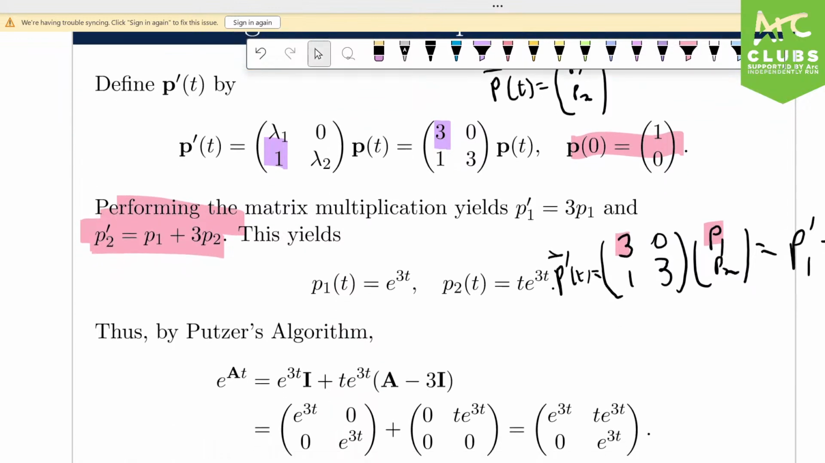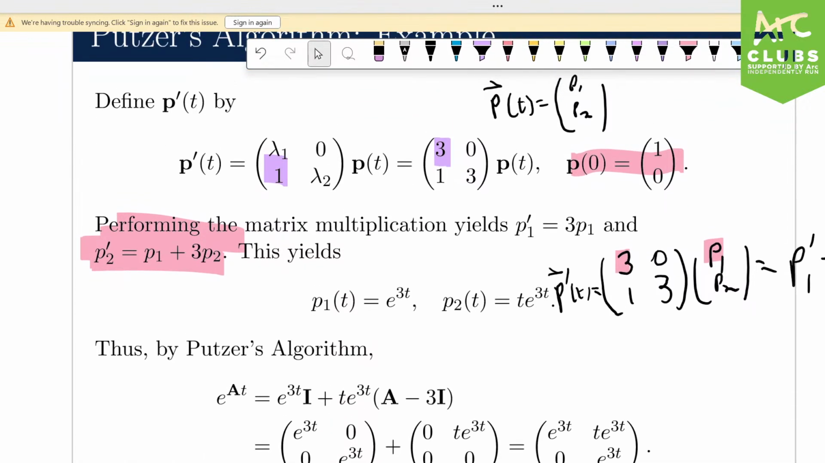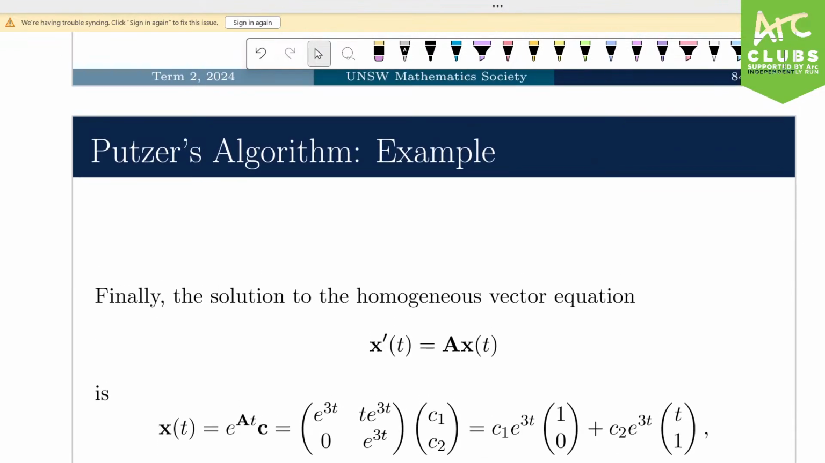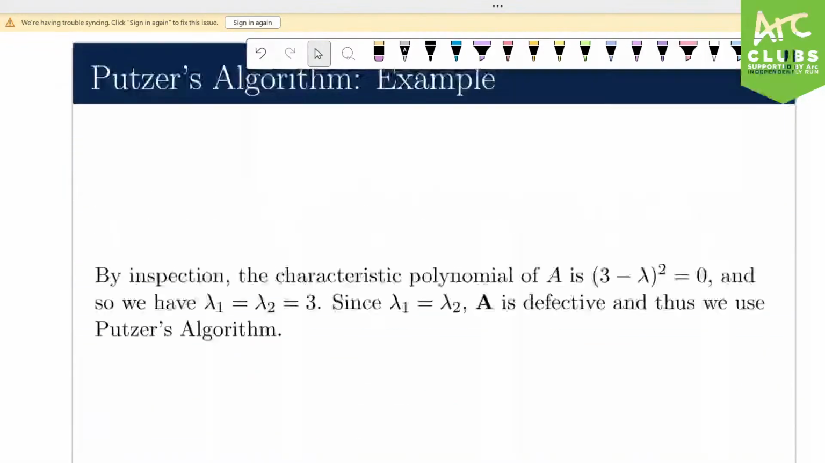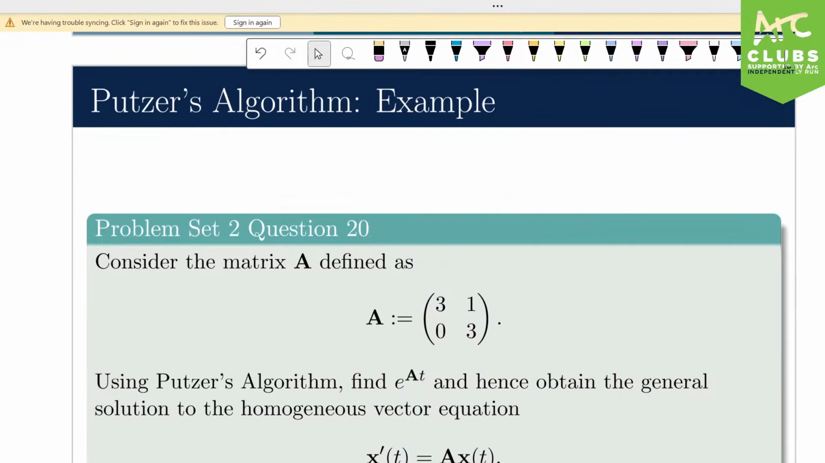So thus by Putzer's algorithm, we just say it's P1 times I, plus P2 times A minus 3I. We do the matrix multiplication, and there we go. We got this. And that is e to the At by Putzer's algorithm. Finally, the solution to the homogeneous vector equation is going to be some constant times this, because we're not given the initial condition. Remember, this c here has to be x naught if we have a particular solution, but we don't, because here there's no initial condition given to us.